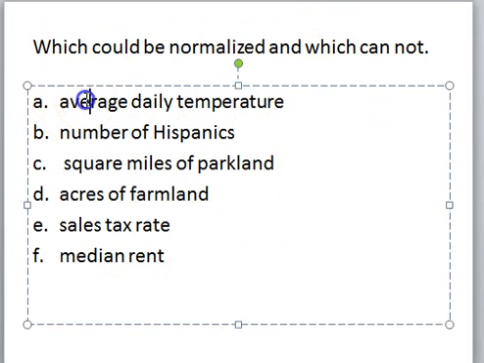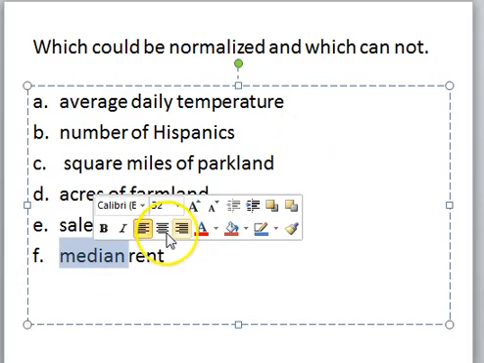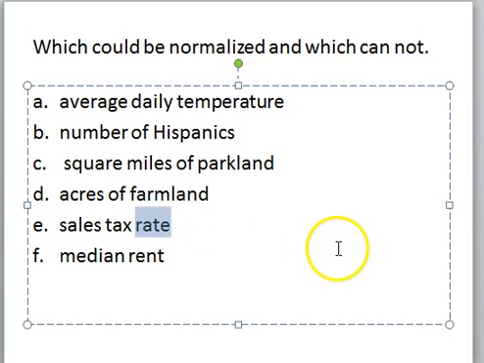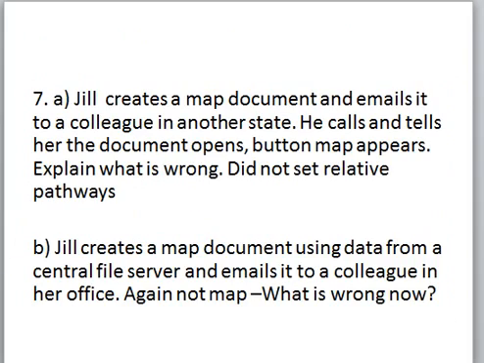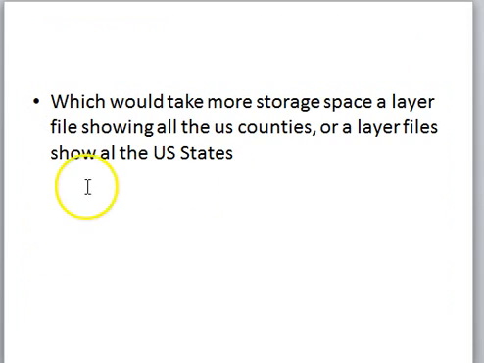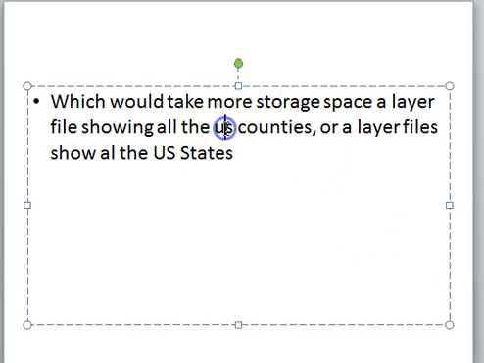Normalized or not, so here's the key word. Average would not be. Median would not be. Rate would not be. The rest of them could all be normalized. Okay? Oh, a trick question. Did anybody think this was a trick question? Okay, how was your trickly answer?